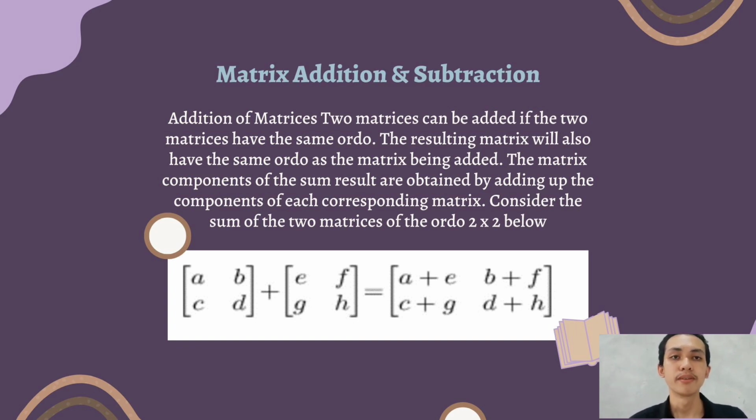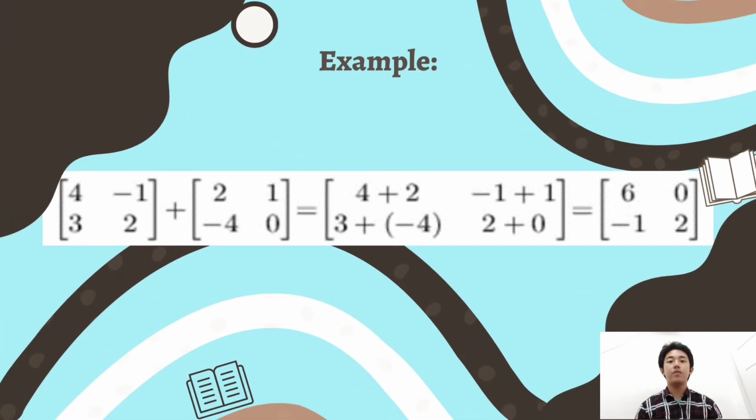In the addition of the matrices above, each matrix being added is of the same order, 2x2, and the result of the sum is also of order 2x2, the same as the order of the matrices being added. The row 1, column 1 component is obtained by adding the row 1, column 1 component in the first matrix, namely A, and the row 1, column 1 component in the second matrix, namely E, and so on. Now for an example of adding matrices of order 2x2.